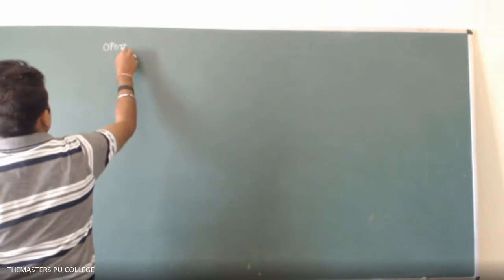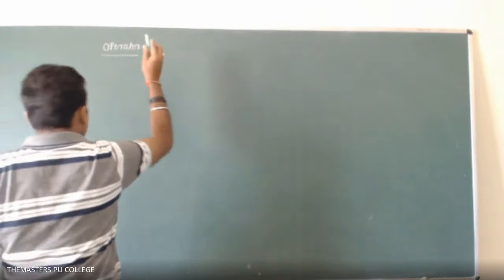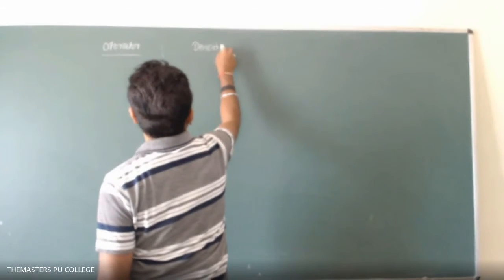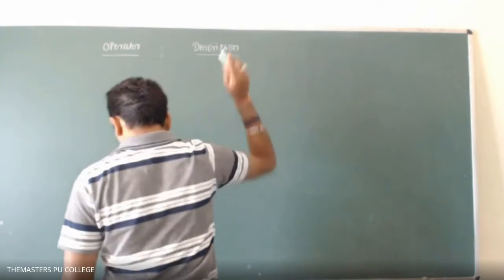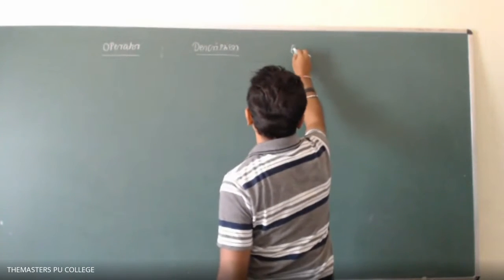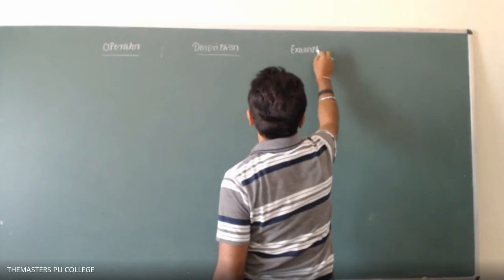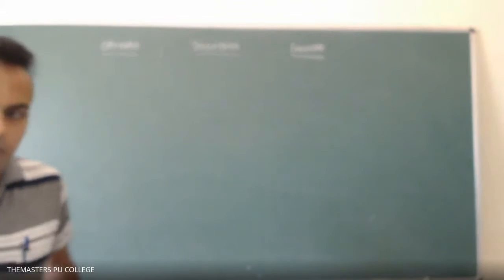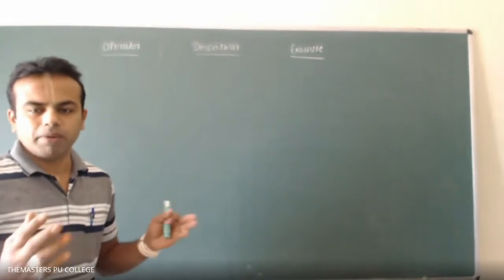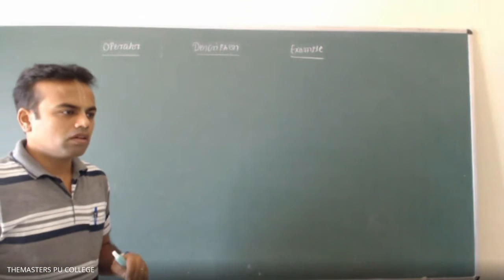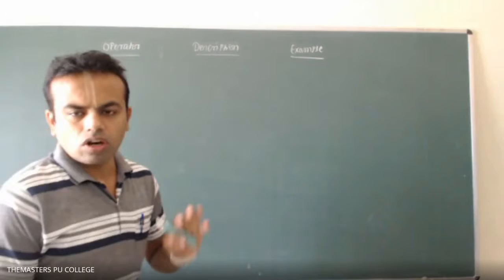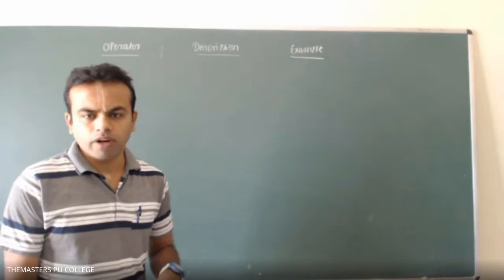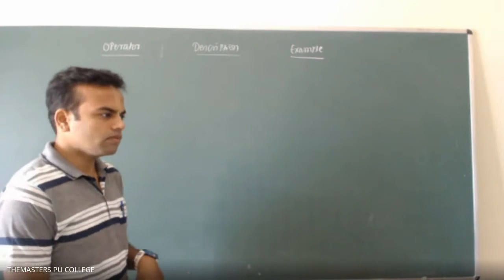So consider the operator here. Make it 3 columns: operator, description, and example. Basically, how many bitwise operators are there? 4: AND, OR, exclusive OR, and complement. Complement is the tilde operator, right? Is that clear?